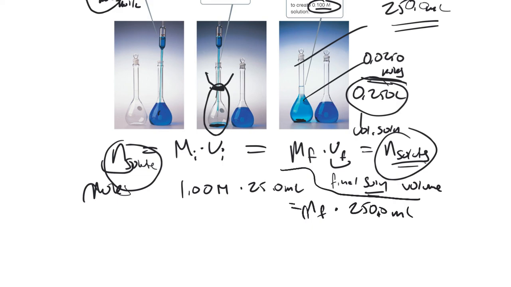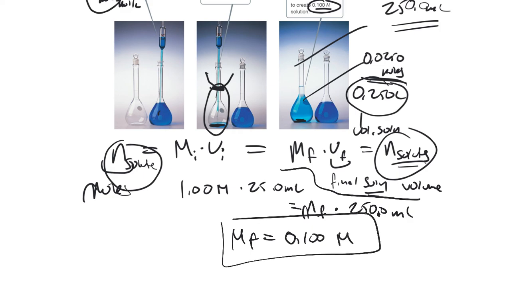So 1 times 25 divided by 250 gives us a final molarity of 0.100 mole per liter. And I didn't have to convert milliliters to liters as long as they were in the same unit. I could have converted both to liters, but they both are milliliters, and milliliters will cancel out here. So as long as Vi and Vf are in the same unit, we don't have to convert units. This works just because the moles of solute is what's constant before and after our dilution step.